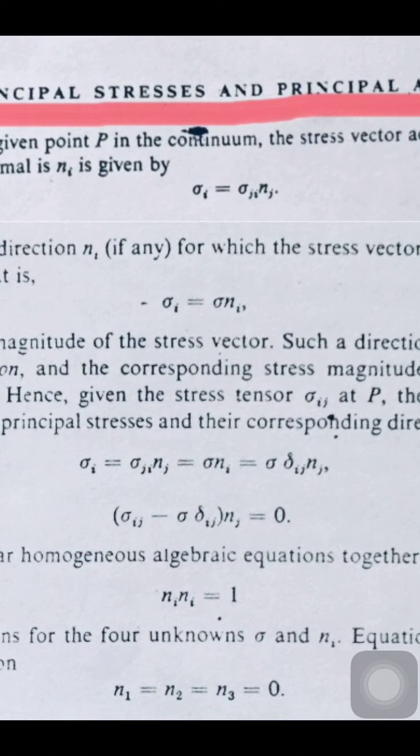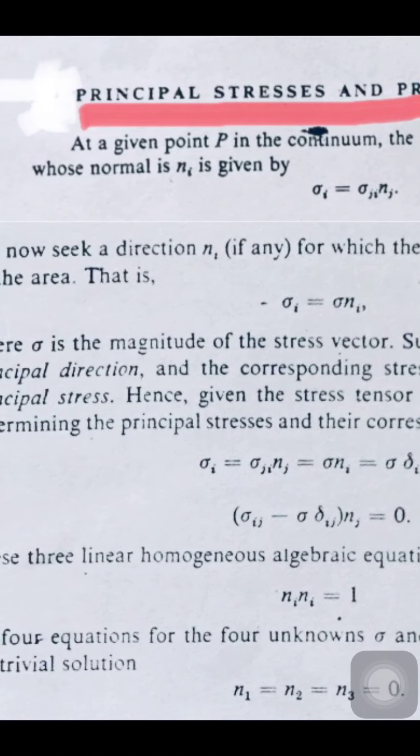Let a point P in the continuum be given to us, and at that point P, the stress vector acting on an area whose normal is n_i is given by, as we have already seen, sigma_i is nothing but sigma_ji n_j. Sigma_i is a stress vector which can easily be written in that form, which we studied earlier.